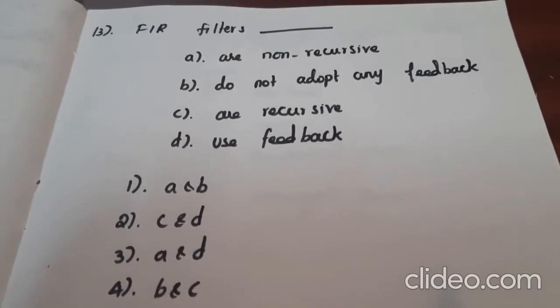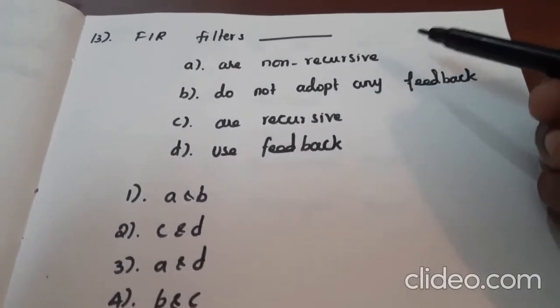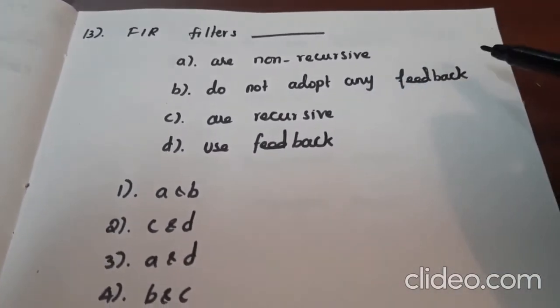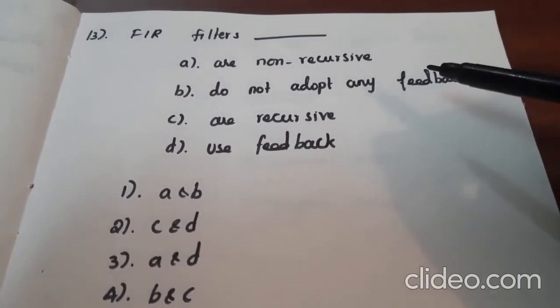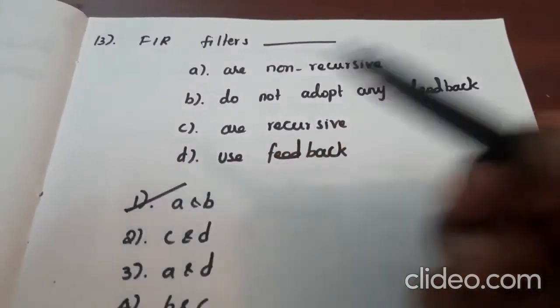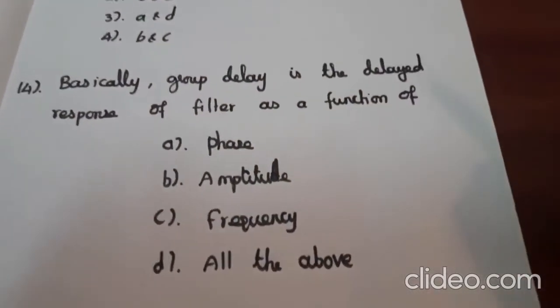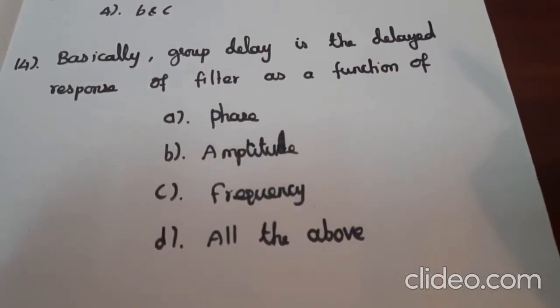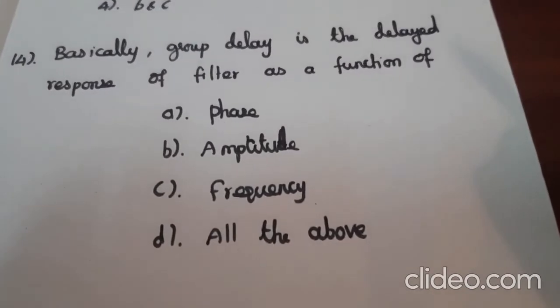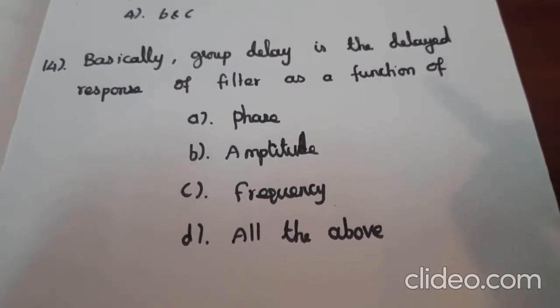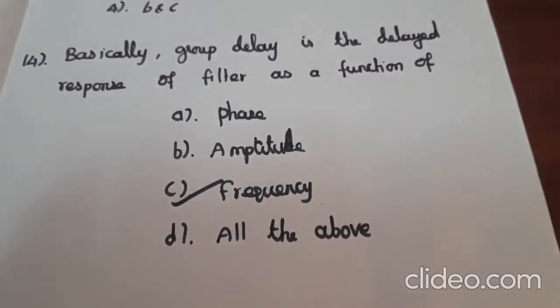13th question, FIR filters are non-recursive and also do not accept any feedback. So the answer here is A and B. So here the answer is 1. 14th question, basically group delay is the delayed response of a filter as a function of frequency. So here the answer is C.